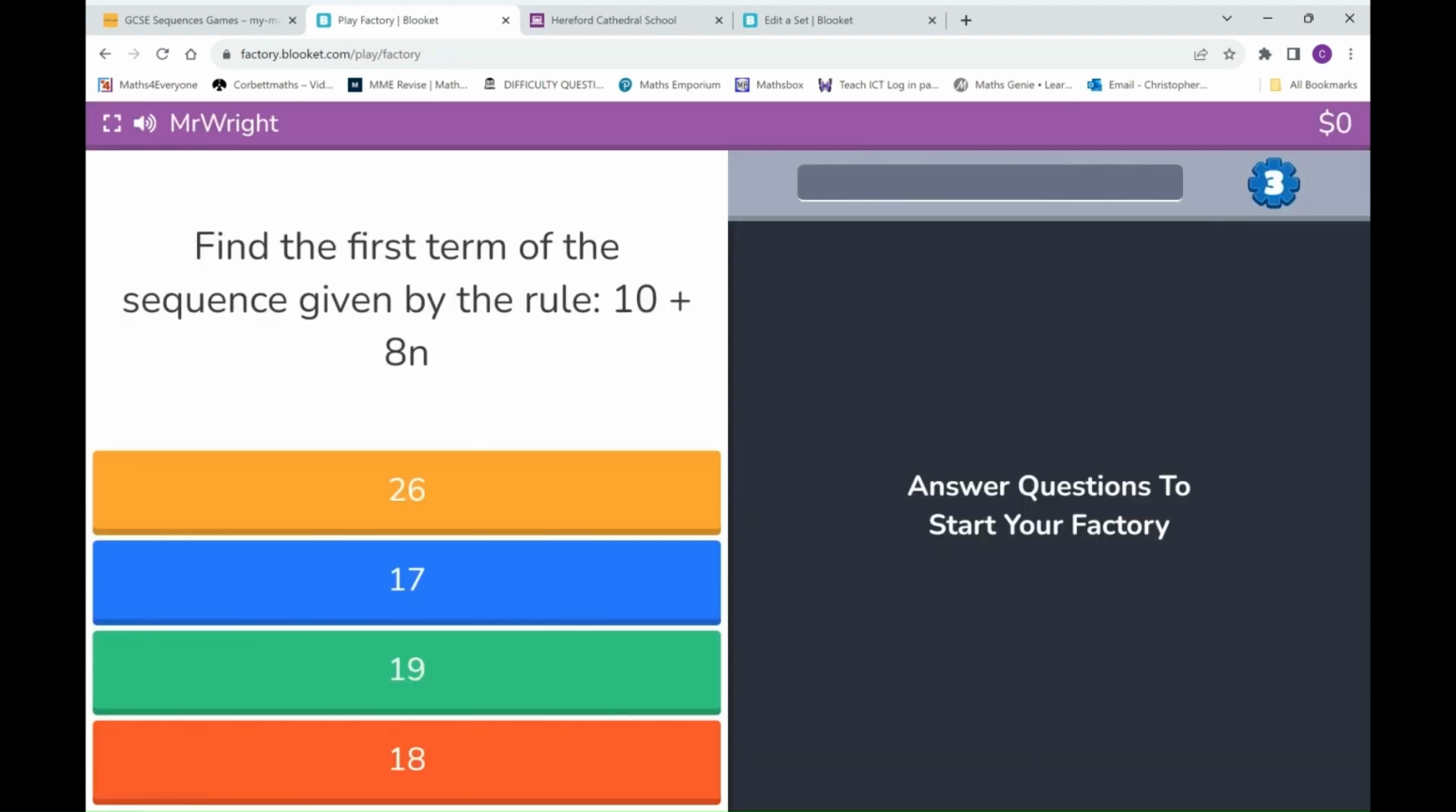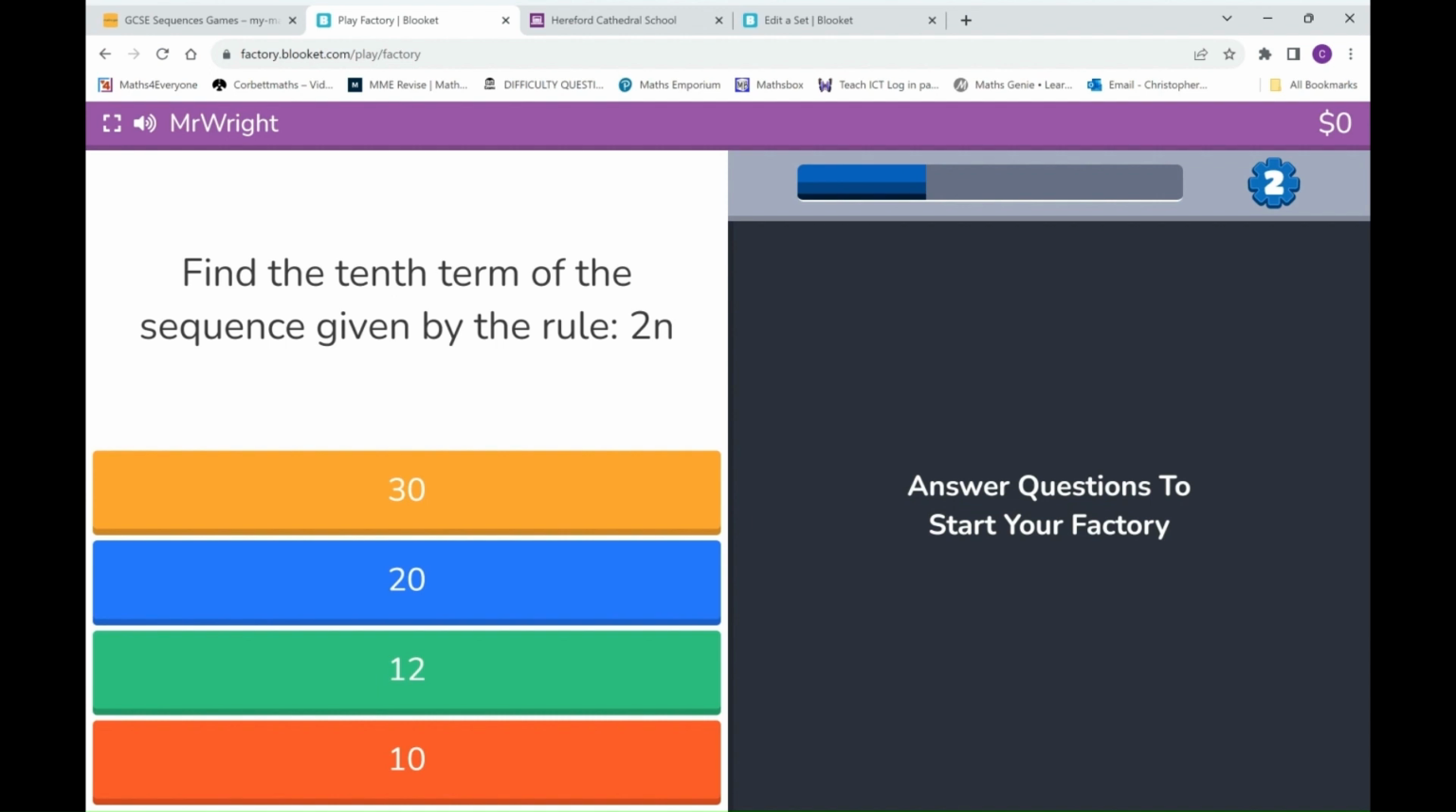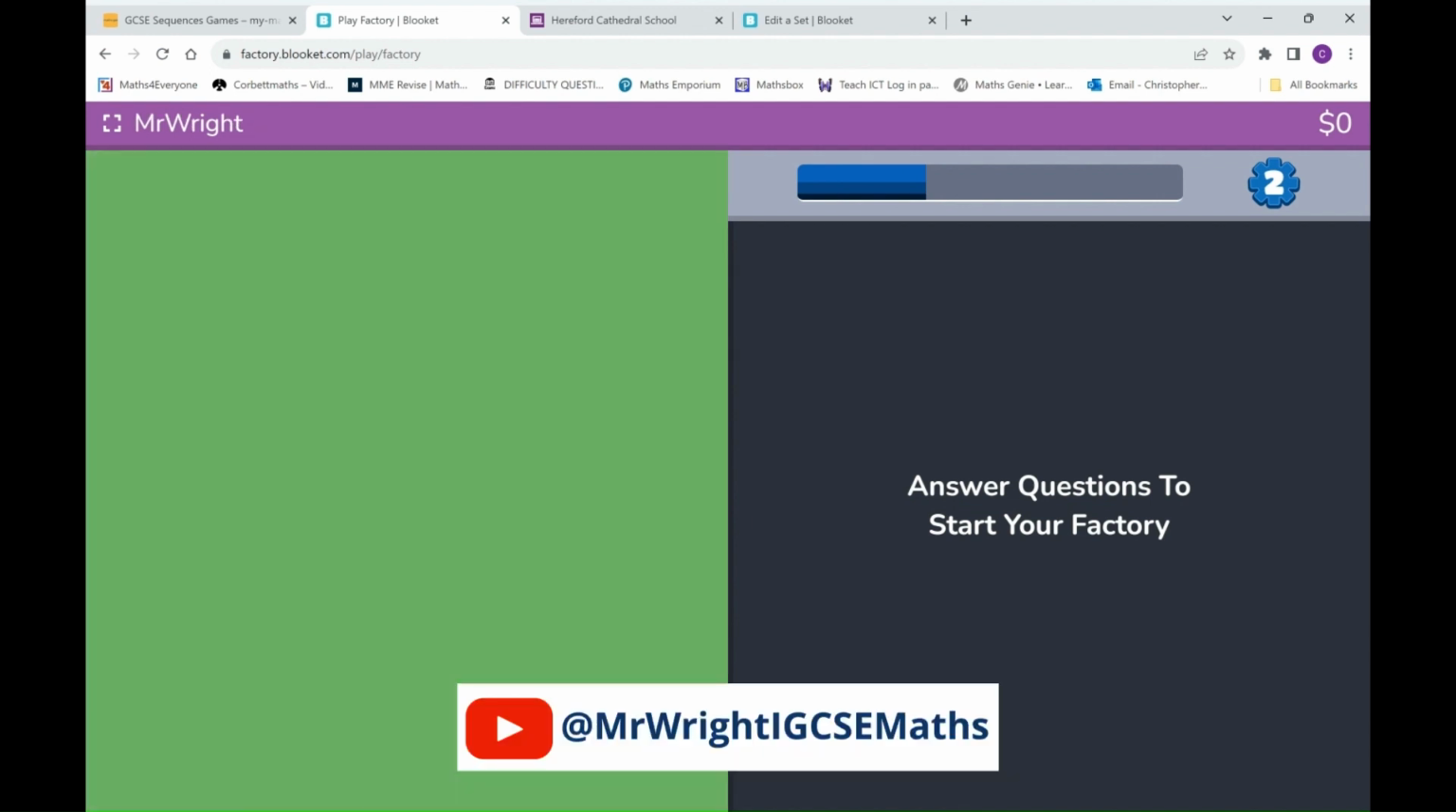No, you don't want a tutorial. Find the first term of the sequence given by this rule. If you're finding the first term, then n will be 1. So it's going to be 10 plus 8 times 1, 18. Find the 10th term of the sequence given by the rule 2 times n. So 2 times 10, 20.